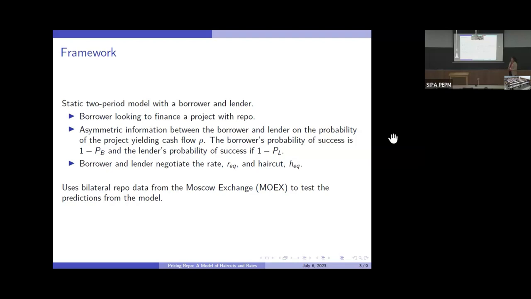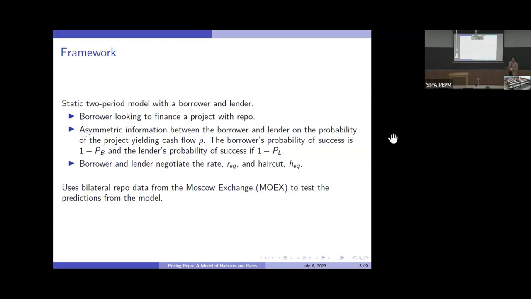Based on these parameters, the borrower and lender negotiate the repo rate and the haircut. But what is really nice about this is that he develops these hypotheses and he takes them to the data. And the data are very cool.